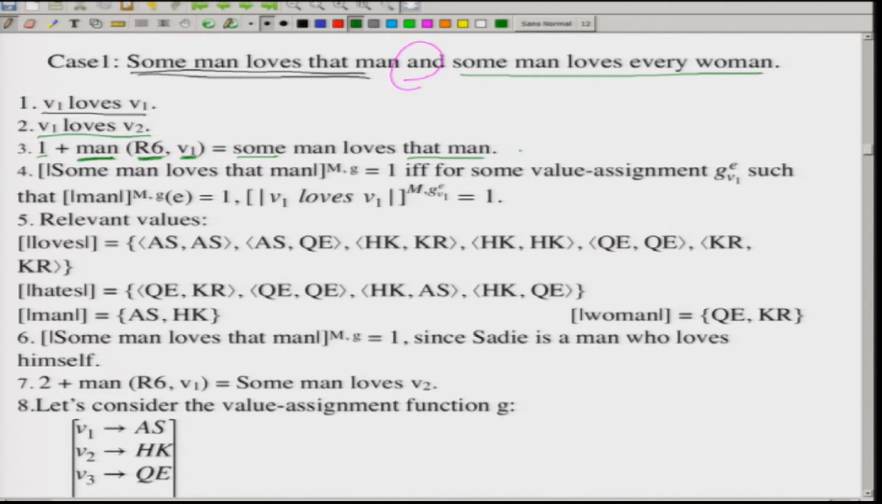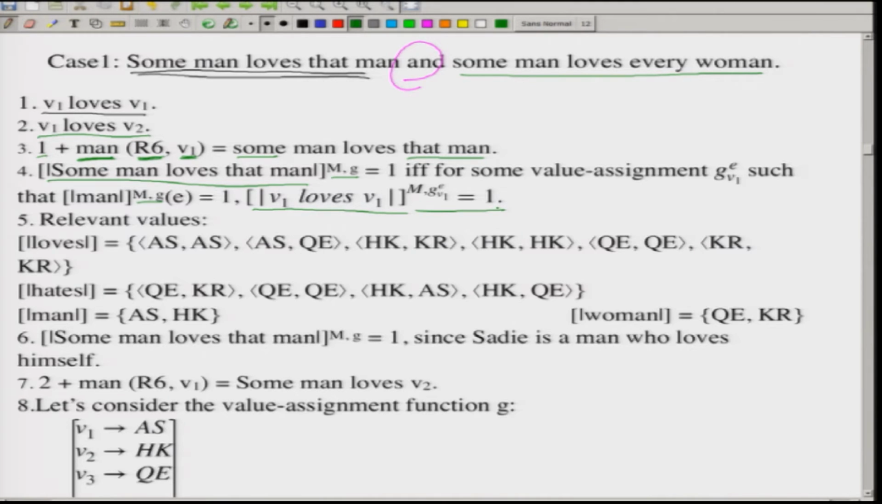And what is the truth value of it? So, the truth value computation: some man loves that man with respect to M, g is 1 if and only if for some value assignment g e V1, because here our variable is V1, such that man with respect to M, g is true. We are talking about an e which is taken by man as an argument, and 1 is given, that is, that e should be a man. In that case, only in that case it will be this. So, for some value assignment this must be the case.